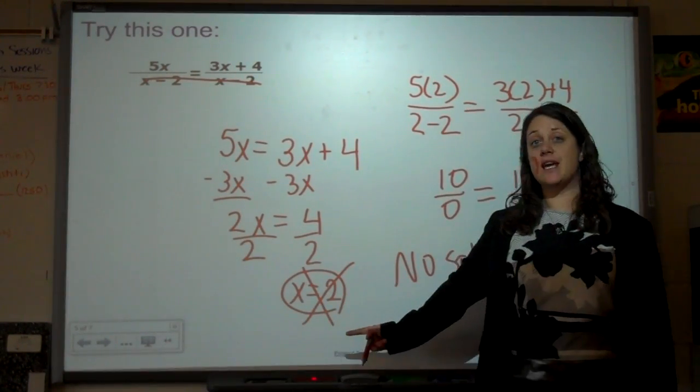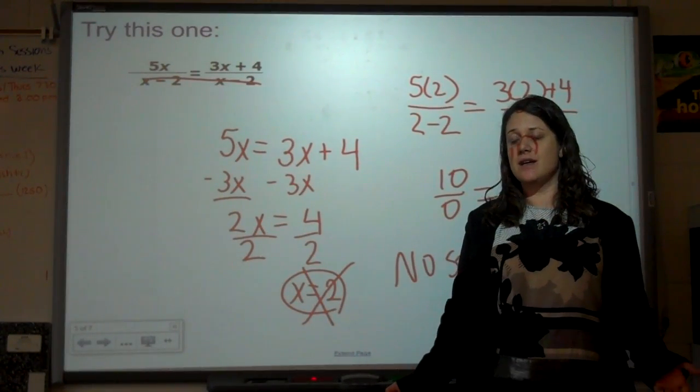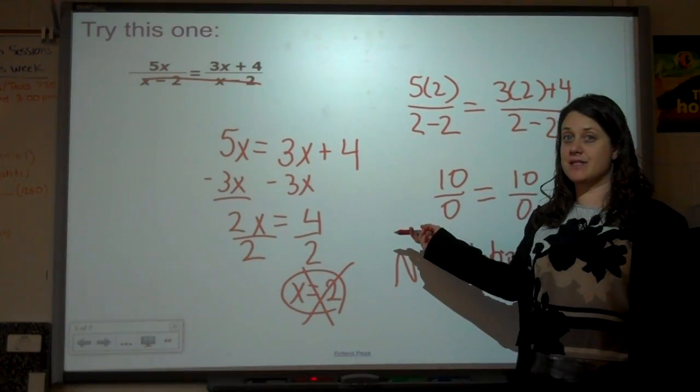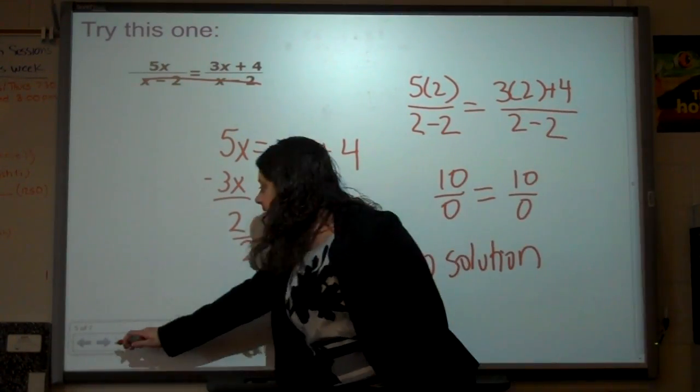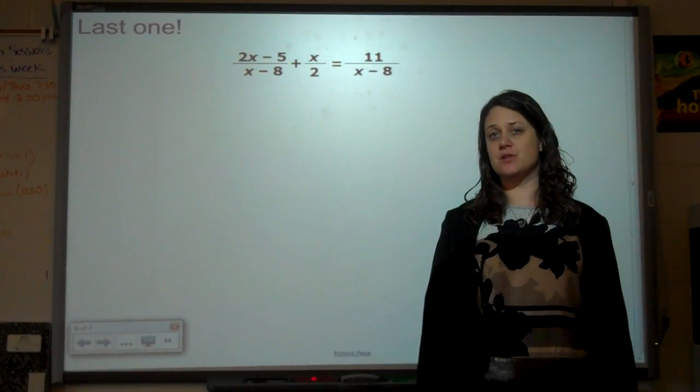Because the only solution I came up with, which is x equals 2, is not really a solution. So therefore, it has no solution because the only one I do have makes the denominator 0, and I can't do that. Okay. Alright, so last one I'm going to do with you, and then I'll leave you with a couple to try on your own.